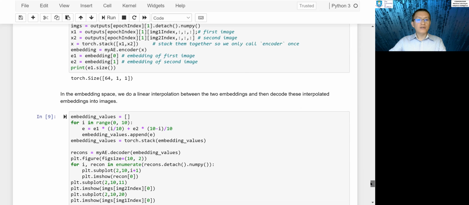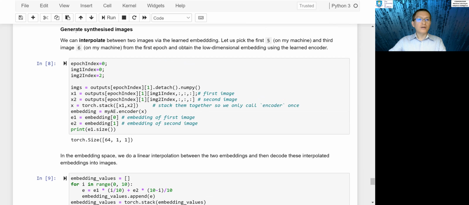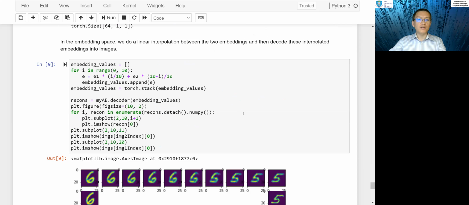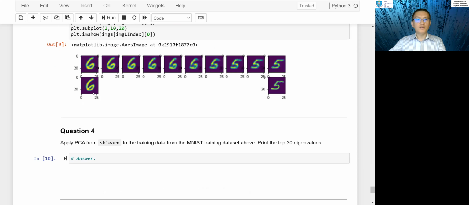And finally, there's a very interesting program to generate a synthesized image. Here I choose to interpolate between 6 and 5. So this is the interpolation in the subspace. There are some questions over there.